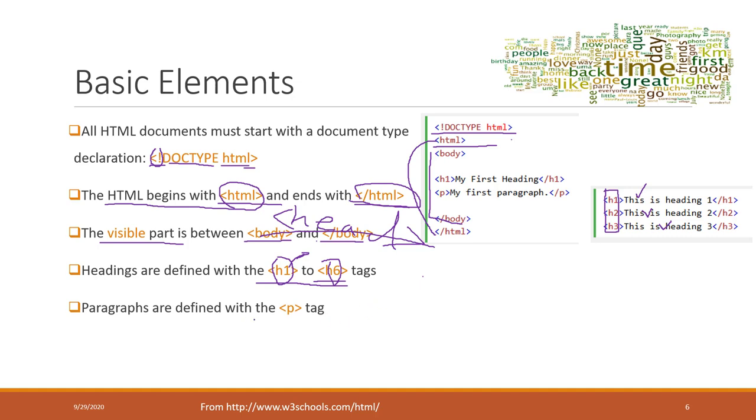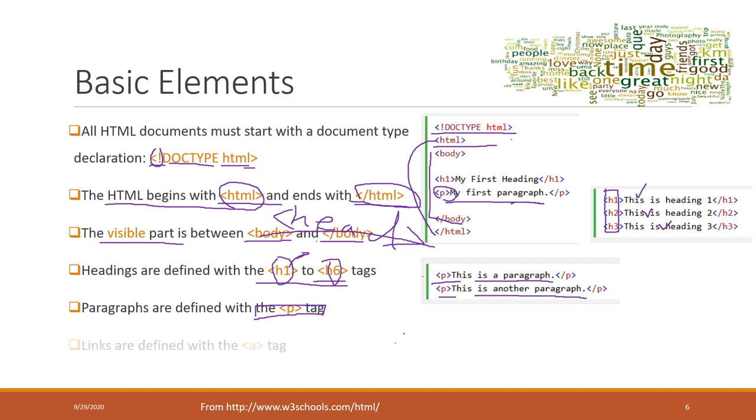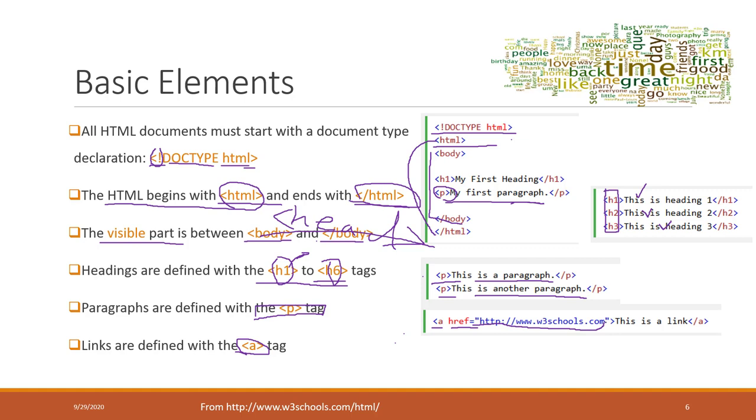The p tag contains a paragraph, so you can define a p tag and have a paragraph within that p tag. And also you can have multiple paragraphs. Like this p tag is a paragraph, and this p tag is another paragraph. And the link can be inserted with the a tag. So here you can see the a tag. href is an attribute that you can set a value for, so that you get a hyperlink. And you can also define the visible part for this a tag, and also have the closing a tag.